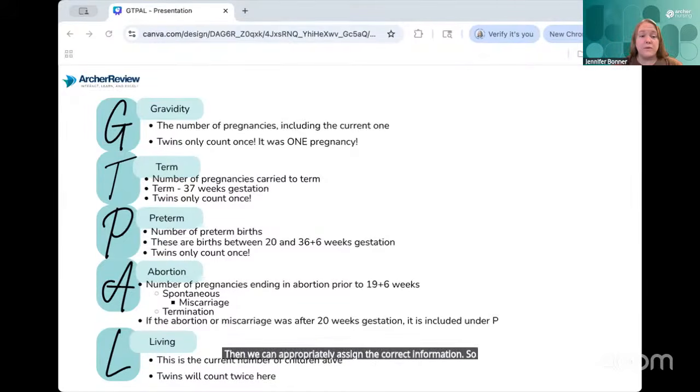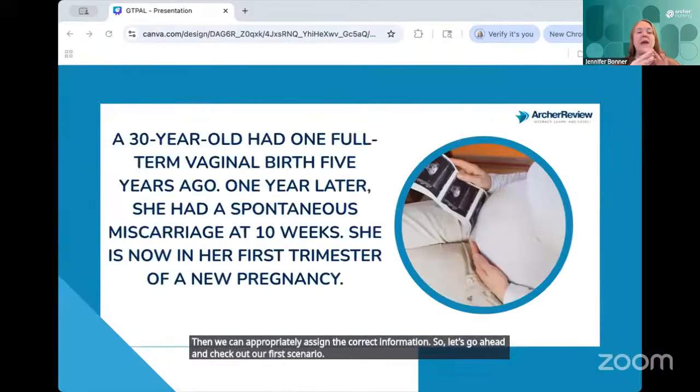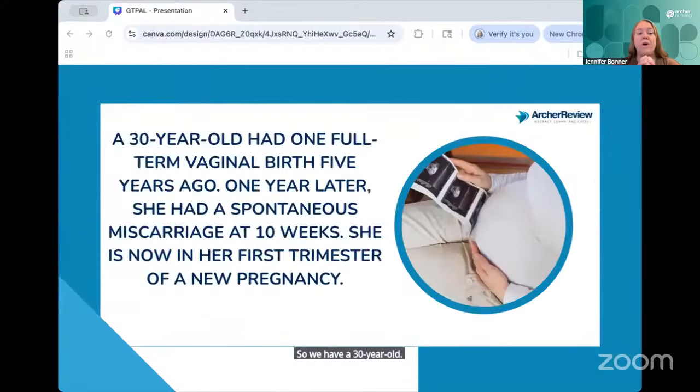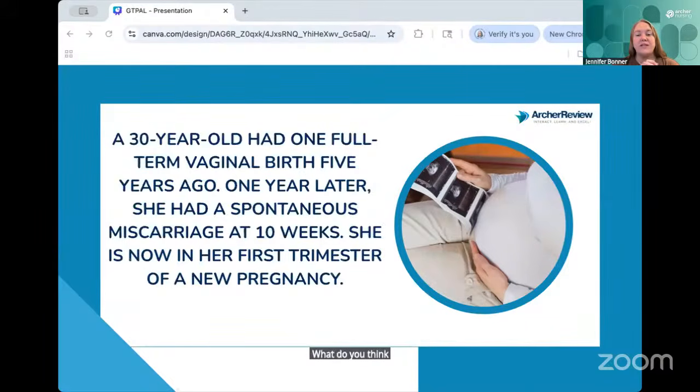So let's go ahead and check out our first scenario. So we have a 30-year-old who had one full-term vaginal birth 5 years ago. 1 year later, she had a spontaneous miscarriage at 10 weeks, and she's now in her first trimester of a new pregnancy. What do you think her GTPAL is?